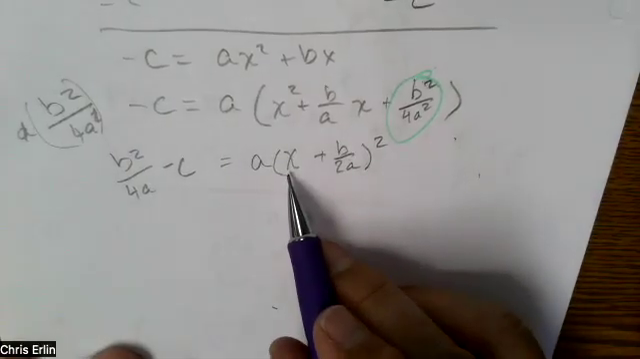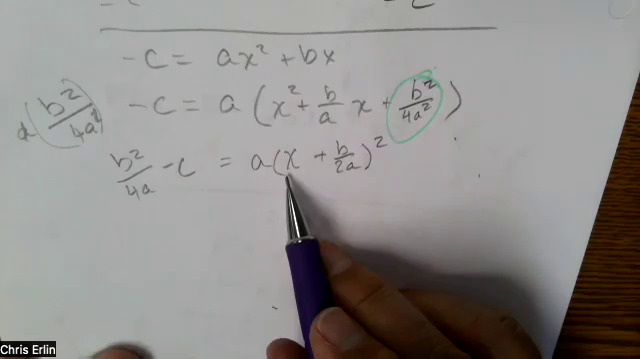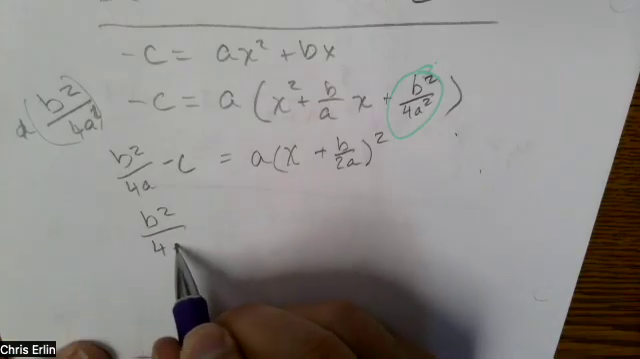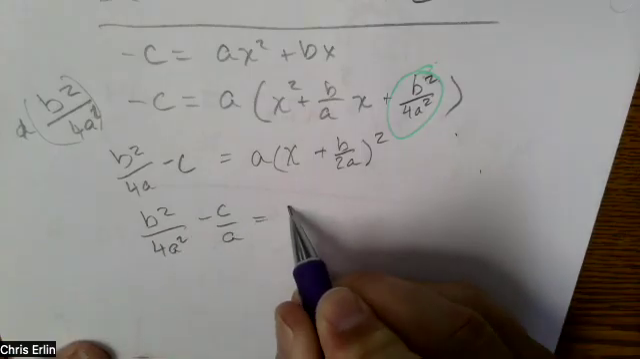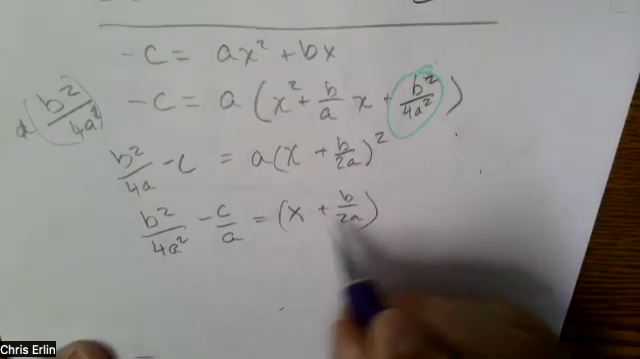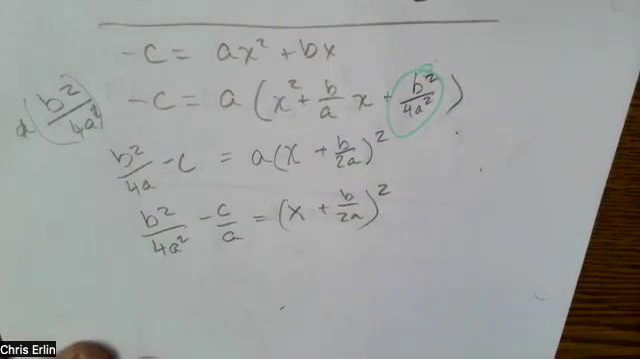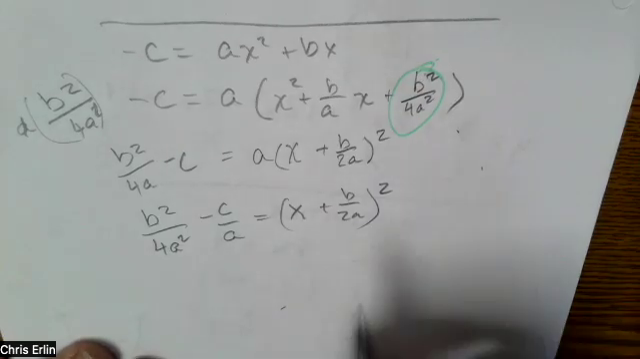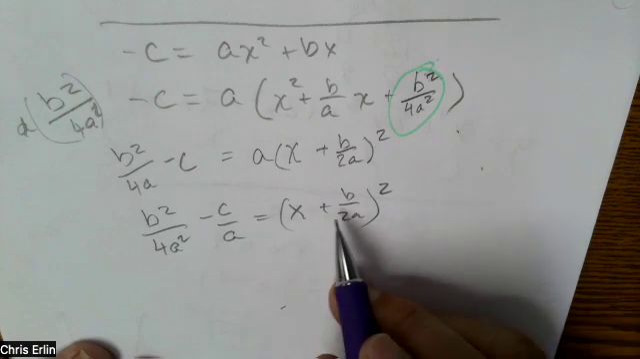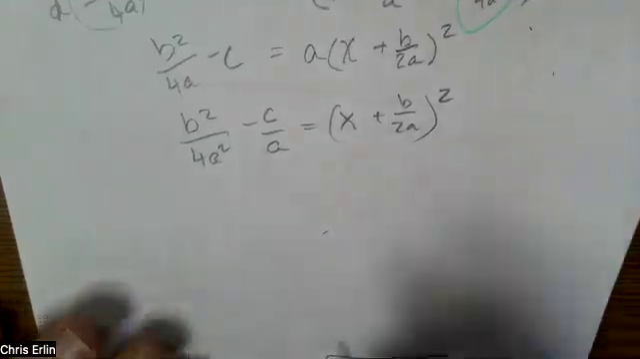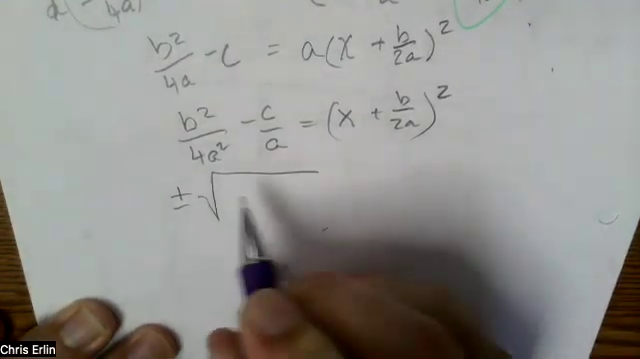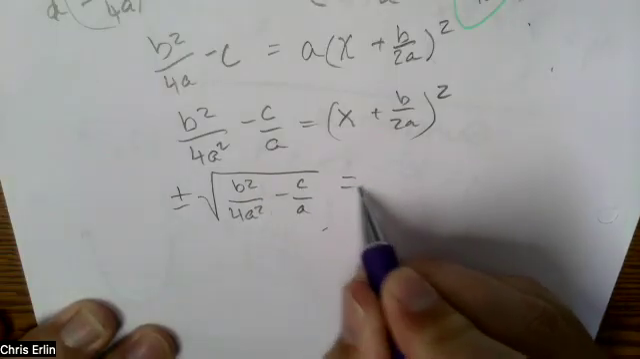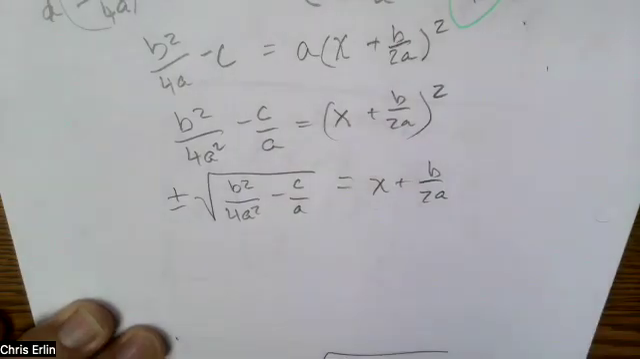Still trying to unravel to get this x. What do I do to unravel it now? Divide by a. So that's going to give me b squared over 4a squared minus c over a equals x plus b over 2a squared. Now what? What do I do to get at the x? Square root. And when I square root it, I'm going to get plus or minus the square root of b squared over 4a squared minus c over a equals x plus b over 2a.